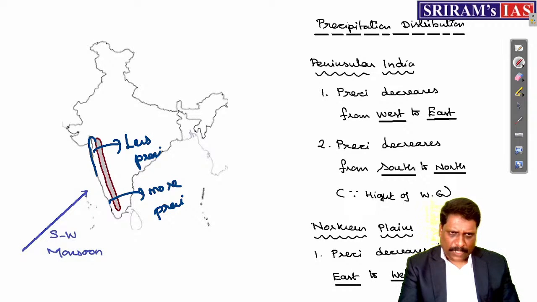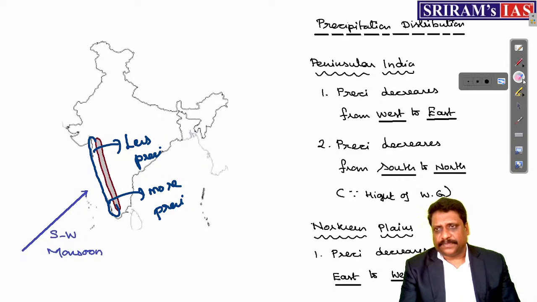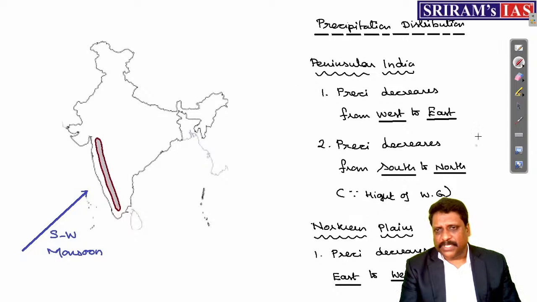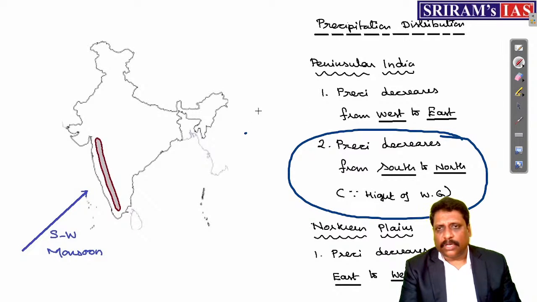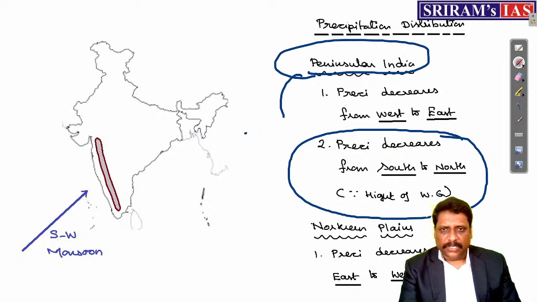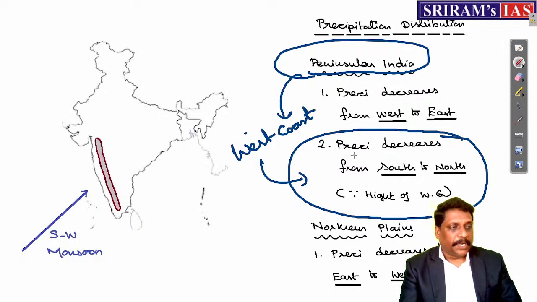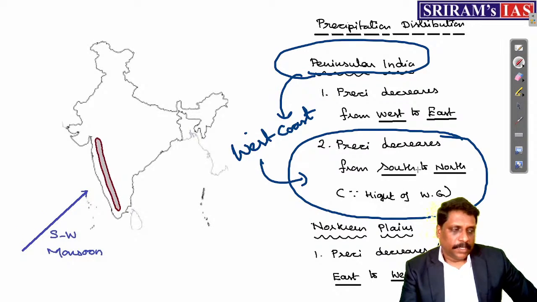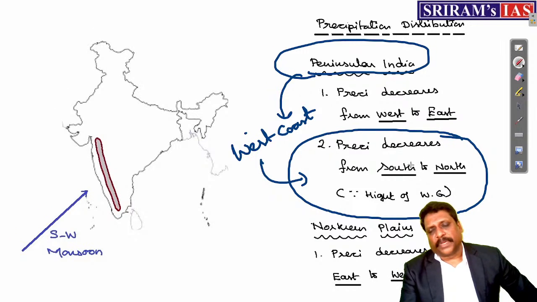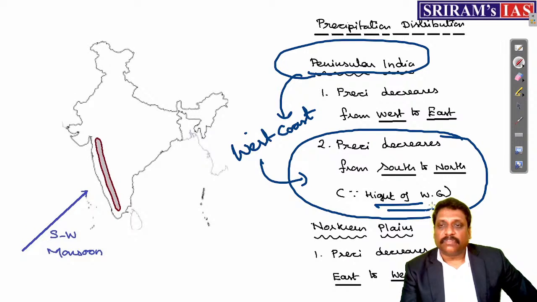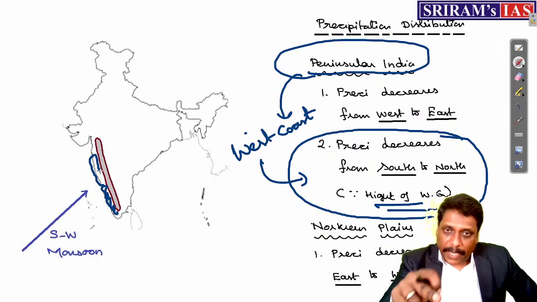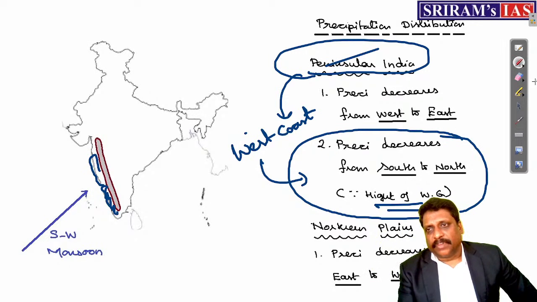So along the west coast, one very important observation we have. I'm just talking about the precipitation distribution in India, taking only one fact. If you are in peninsular India, particularly along the west coast of India, you find that precipitation decreases from south to north. Why? It is all because of the height of the Western Ghats. So in that way, the Malabar coast will be very, very wet. Then the Konkan coast is also wet, I'm not denying the fact, but it is not as wet as the Malabar coast. So, one very important observation.